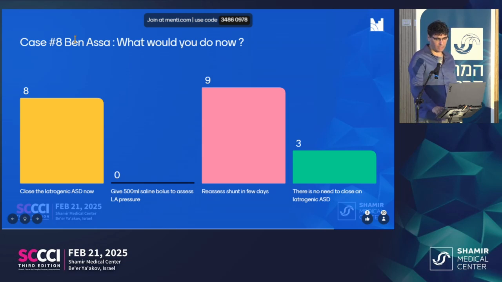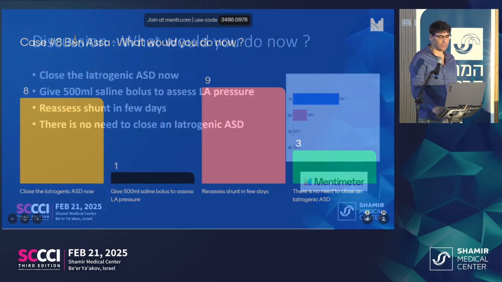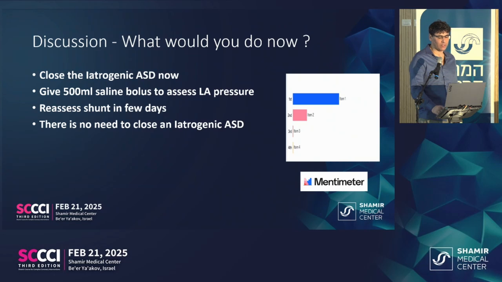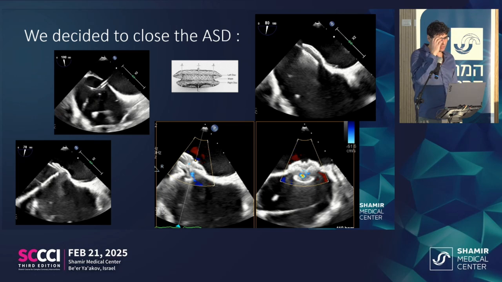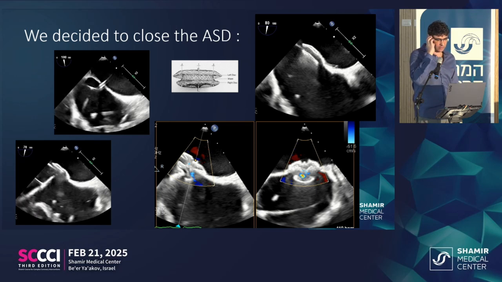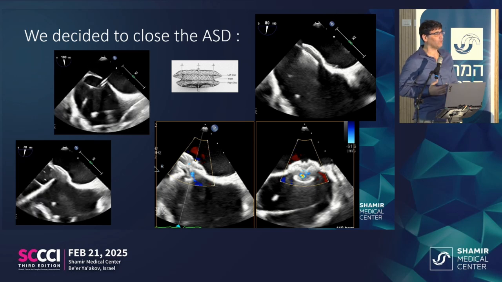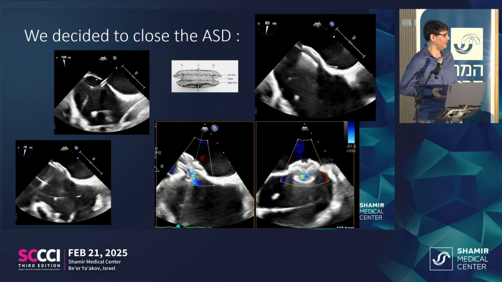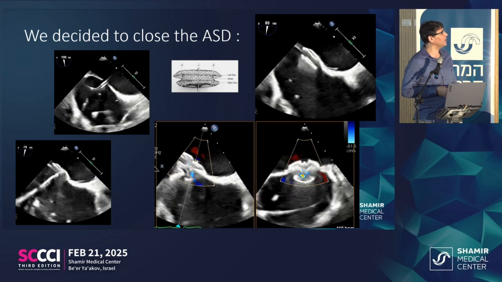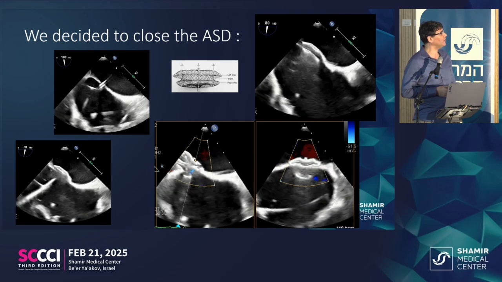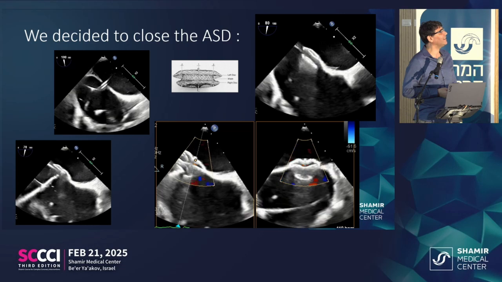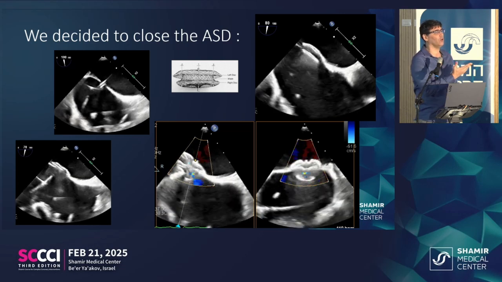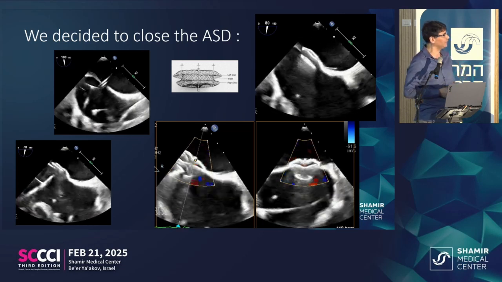So I think the reassessment of the shunt in a few days, or closing it now, are both an option. We thought at that time that we wanted to close it because this patient has an RV overload, with the main problem being this ascites and the RV load, and we decided we should close the ASD. It's a relatively easy procedure. It's a central hole. We know the size. It's a 12 millimeter ASD closure.